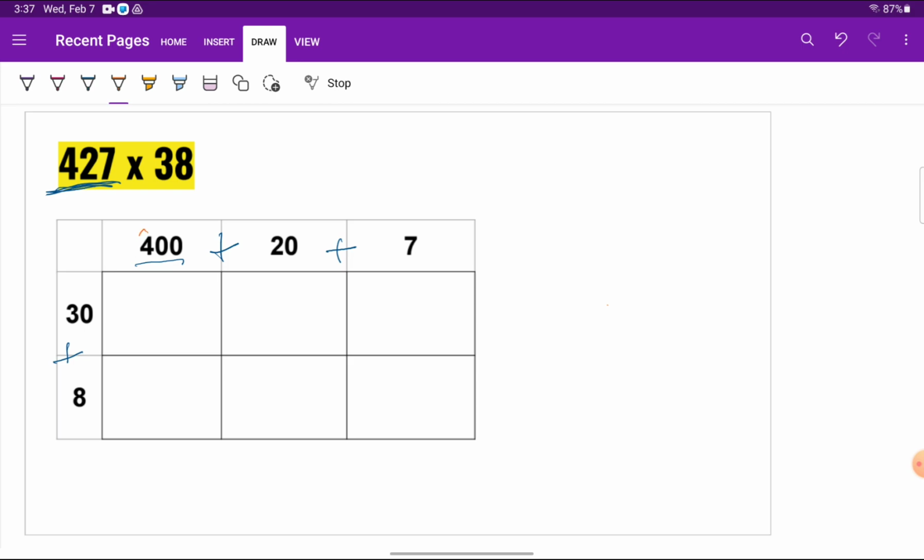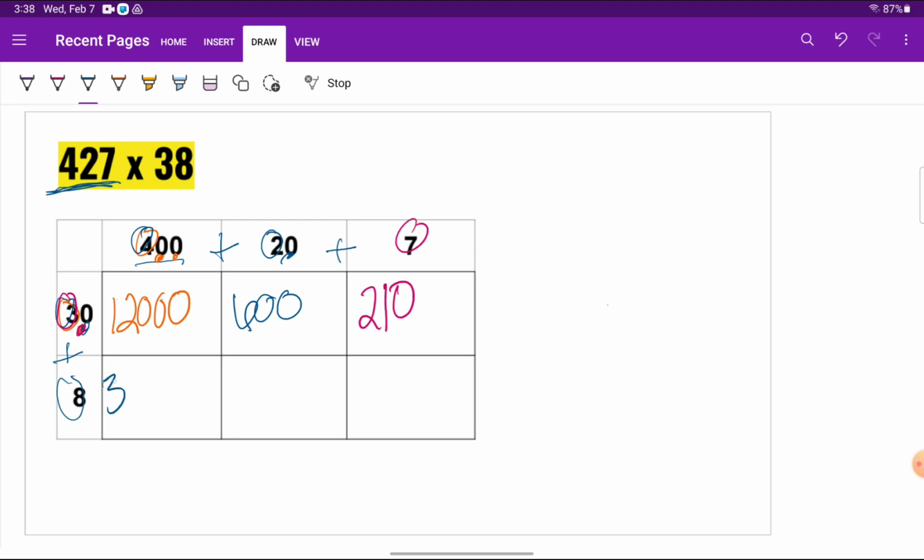So now we're really only working with single digit multiplication, and we're just going to track our place value. So 4 times 3 is 12. And if I want to keep track of place value, I can think of it as tens, hundreds, thousands, and place that in there. 3 times 2 is 6, tens, hundreds, 600. 3 times 7 is 21, tens. 8 times 4, 32, hundreds. 8 times 2, 16, tens. And 8 times 7 is 56.